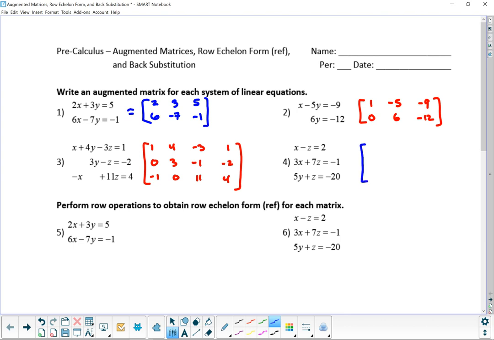And number 4, we have 1, 0, -1, 2, 3, 0, 7, -1, 0, 5, 1, -20, right? So those are augmented matrices.